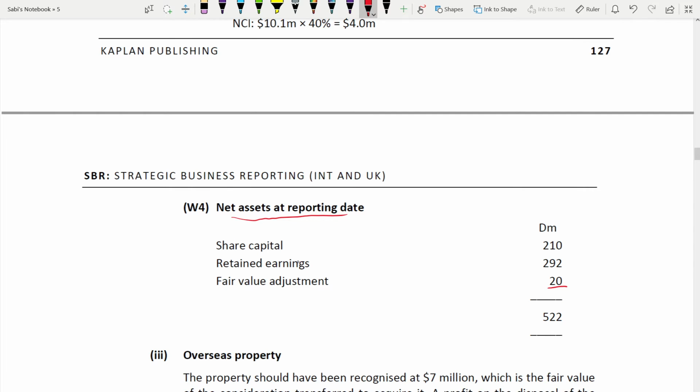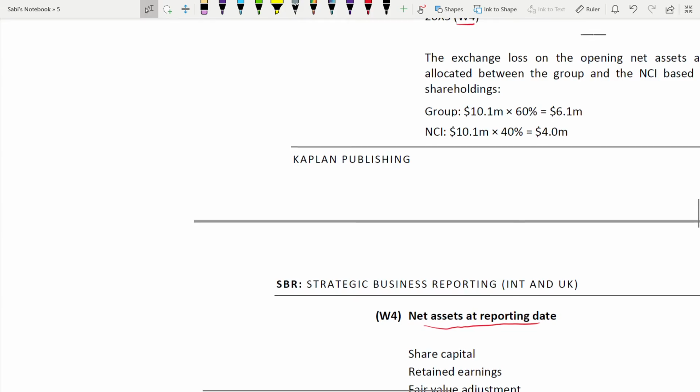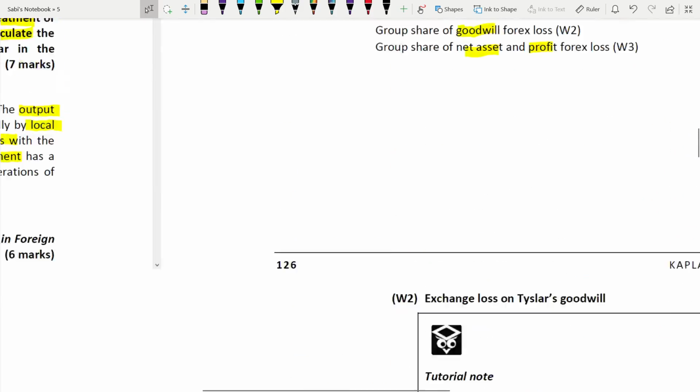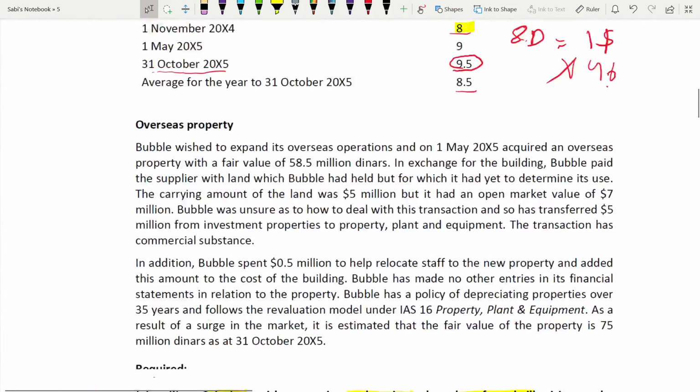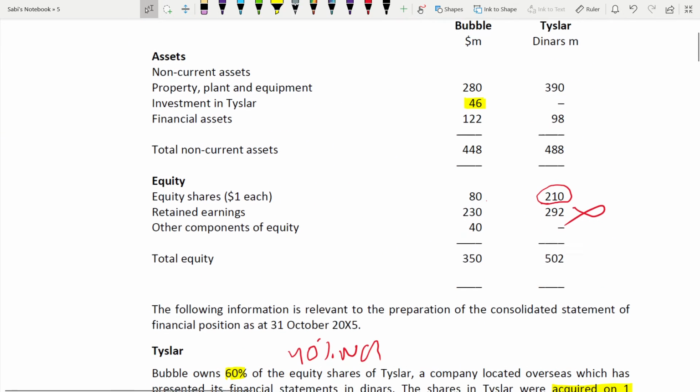Share capital, we know it is the share capital of Tricer from the balance sheet, 210. Retained earnings is 292. This retained earnings 292 is from the balance sheet, not the one used when we were calculating the opening net assets, okay. This 292 is now again from the statement of financial position. This 292 you can take, because at the reporting date you are taking from the balance sheet. This one, and the fair value adjustment. Okay.